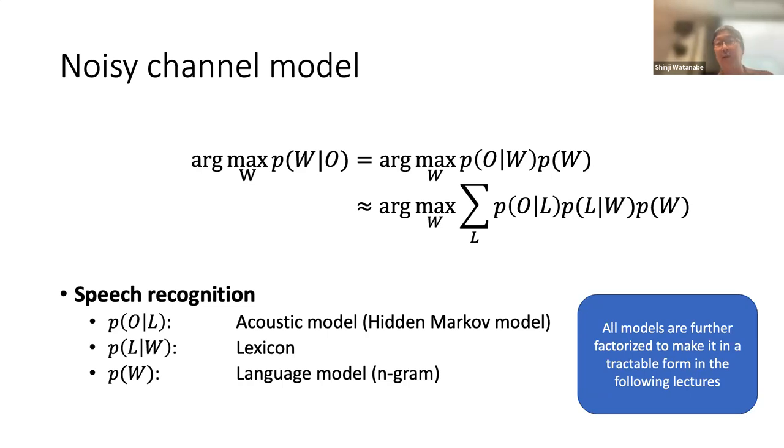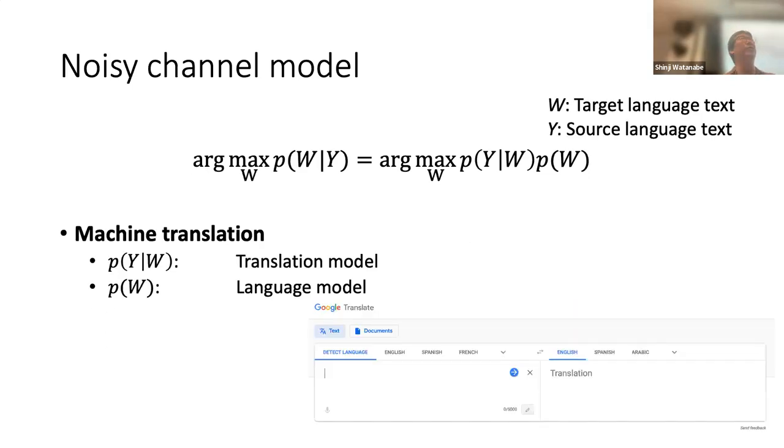By the way, this method is not only applied to speech recognition. Many sequence-to-sequence models use it. Machine translation also uses the same formulation. Originally, the speech recognition and machine translation people were the same group, using the same methodology to realize both speech recognition and machine translation in the beginning of the speech and NLP research era in the 1970s or 80s.